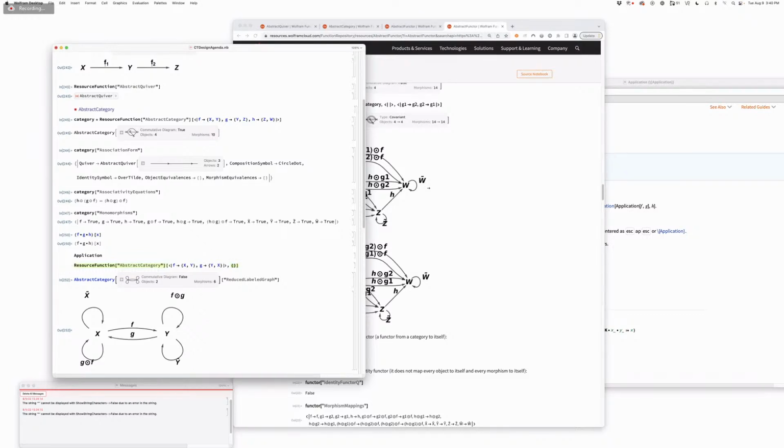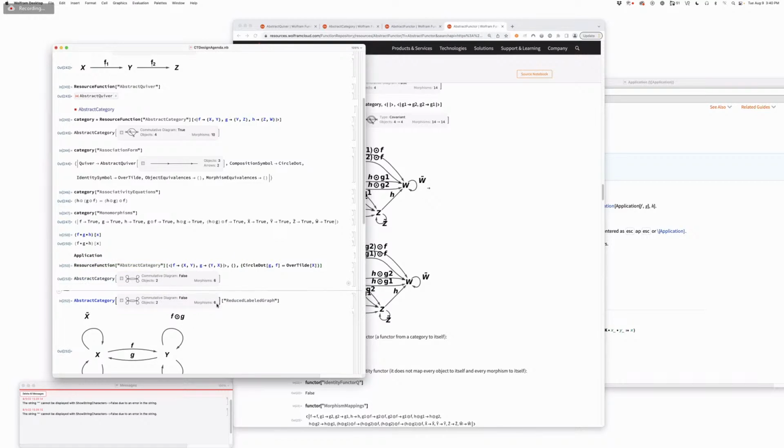Okay. How do I say that? So first, you want to put an empty list because you're not imposing any equivalences between objects. Then you want to put a list. In the first instance, you could just say circle dot G comma F equals over tilde of capital X. Let's do G comma F. Let's do the X tilde one. Equals over tilde of X. Okay. And then what?